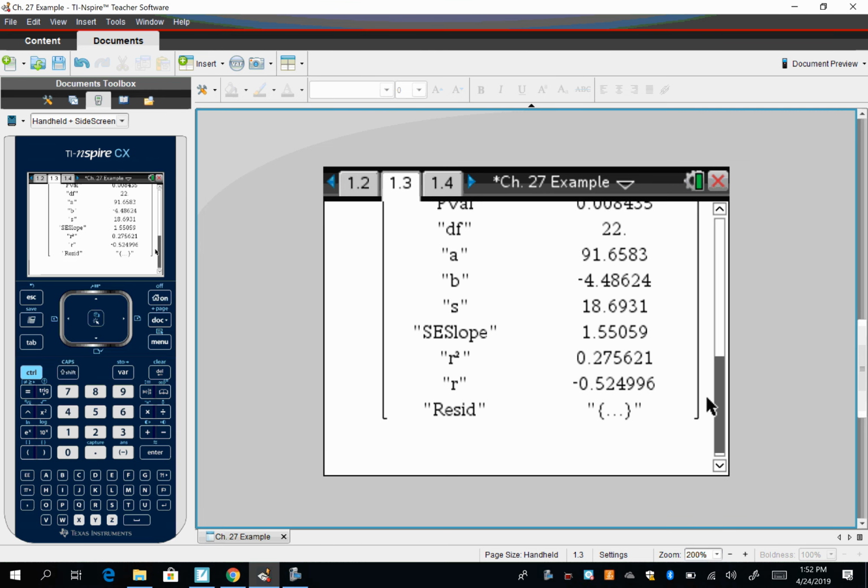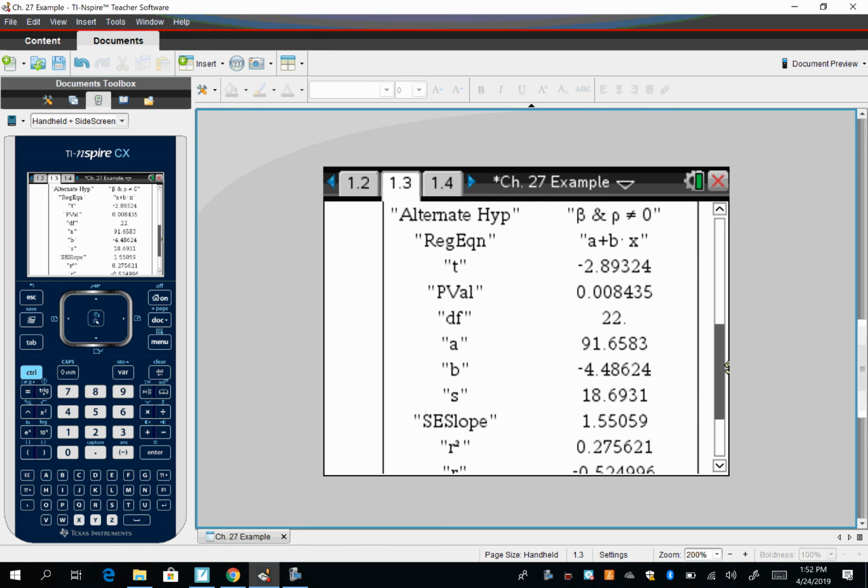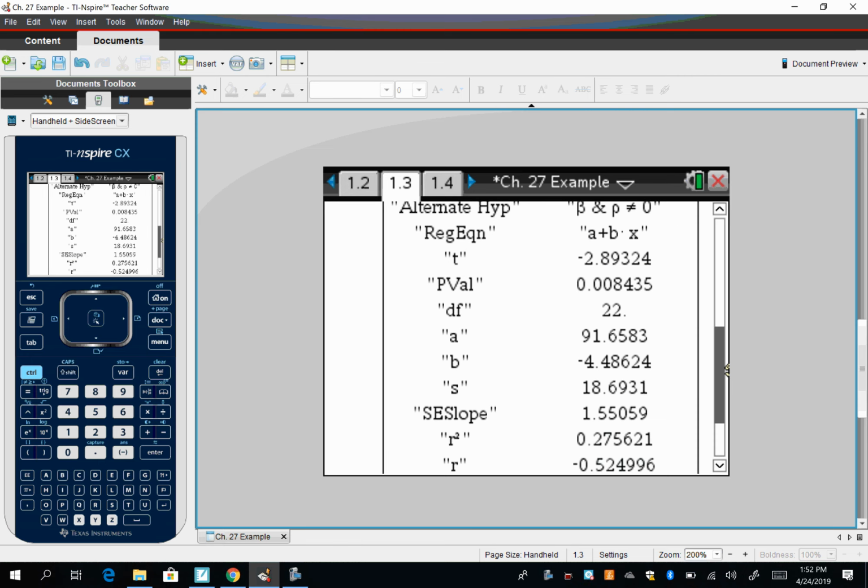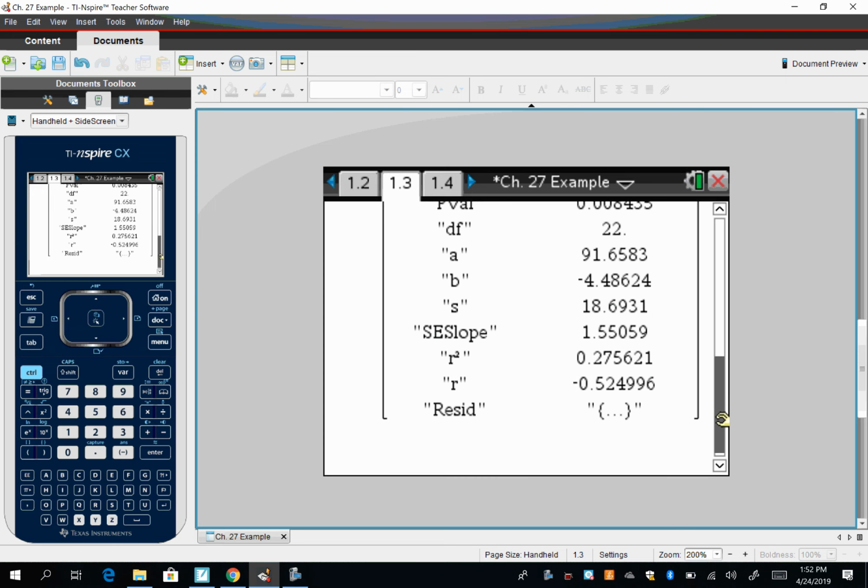Okay, there we go. Wow, that's a lot of stuff. Now, a couple of things you should see. Do you guys see how we have A and B? Here's our model. We found that before, but they give it to you again. It gives you degrees of freedom, which is nice, 22. We have the correlation coefficient here, negative 0.525.